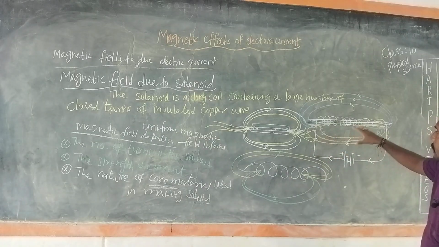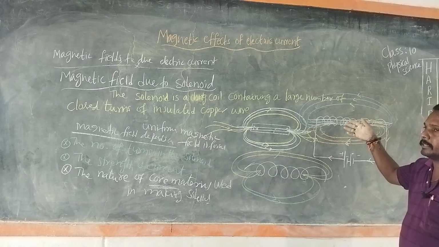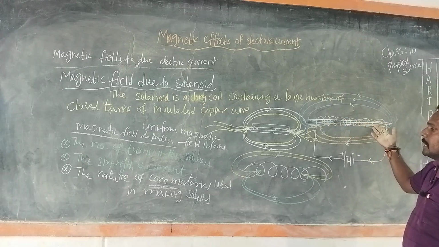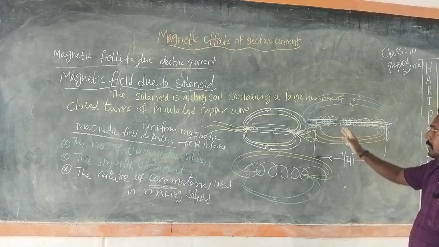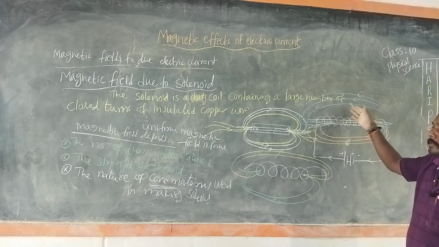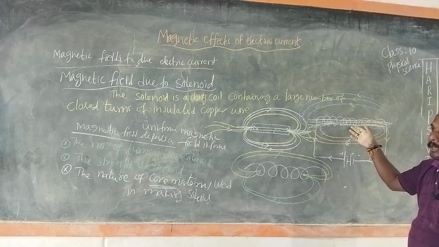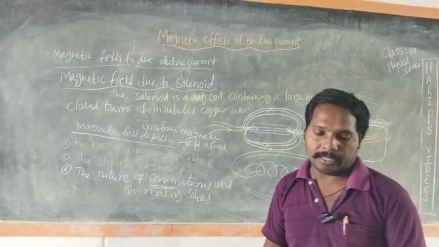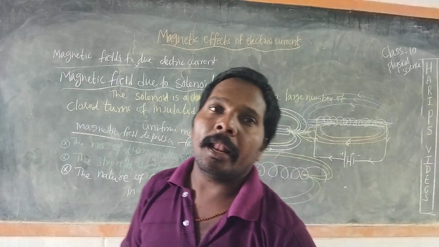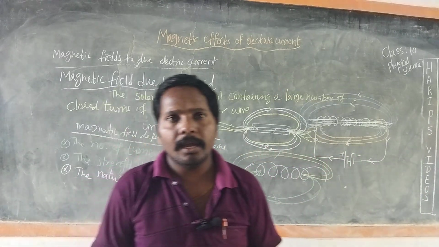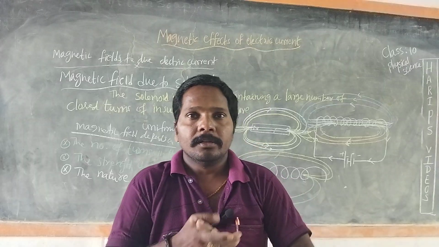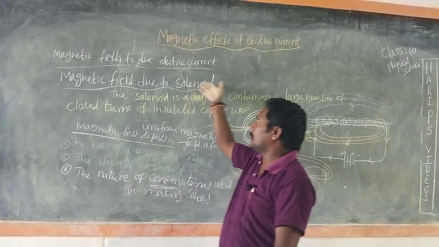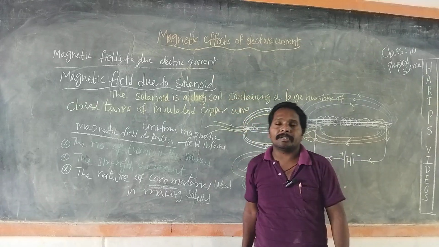To get more strength of magnetic field, soft iron is used as a core material. That's why solenoids are used in making electromagnets. So this is about magnetic field due to electric current.